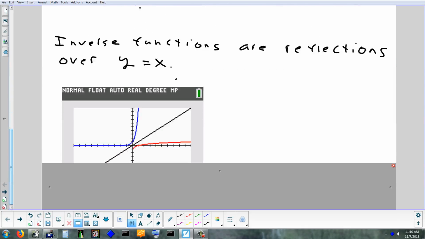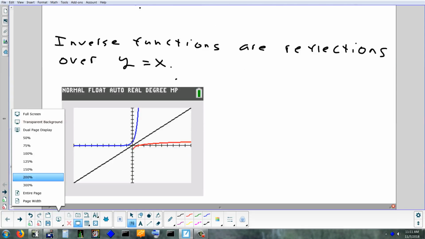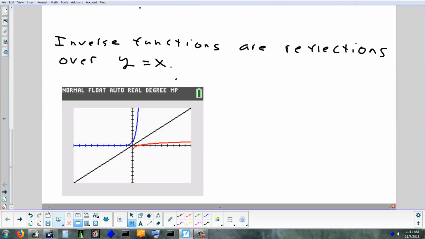And what you're looking at in blue is an exponential. The calculator has a little trouble drawing the inverse because it gets so steep down, just like it's so steep up, it can't really draw it. So this should continue basically like that.